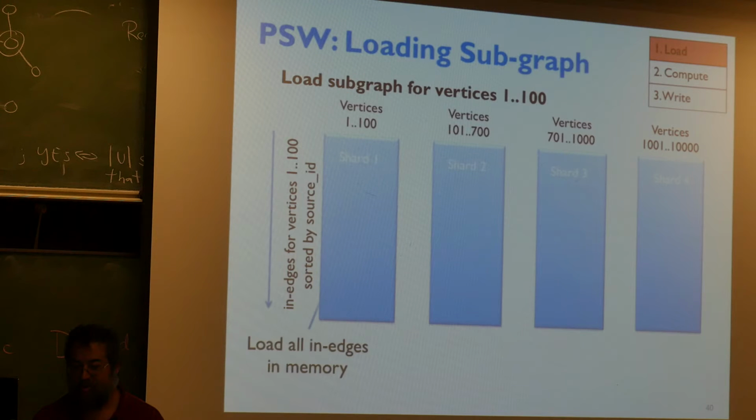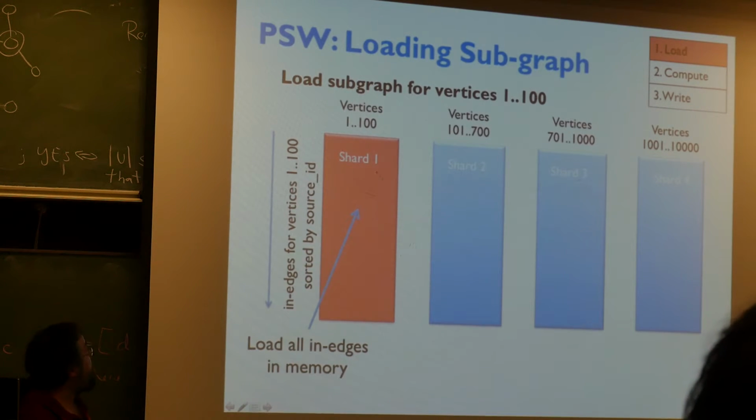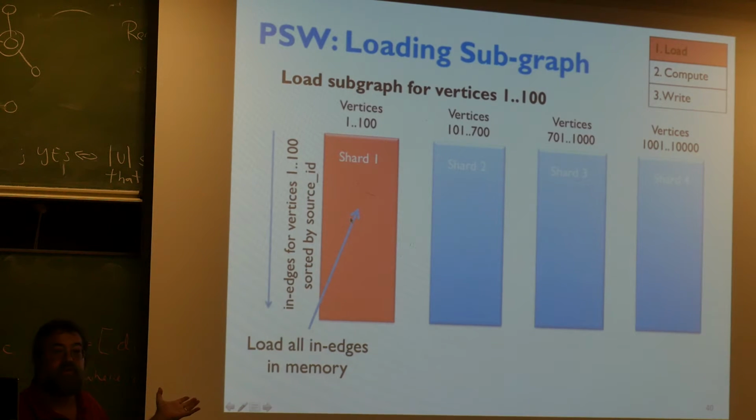So what we're going to do is take this thing and load it all in memory. Okay? It's small enough that it fits in memory. So that's all the incoming edges for this set of 100 vertices. Now I just have to get all the outgoing edges, all right? And because of the way I've sorted, those outgoing edges are grouped together in shards, right?